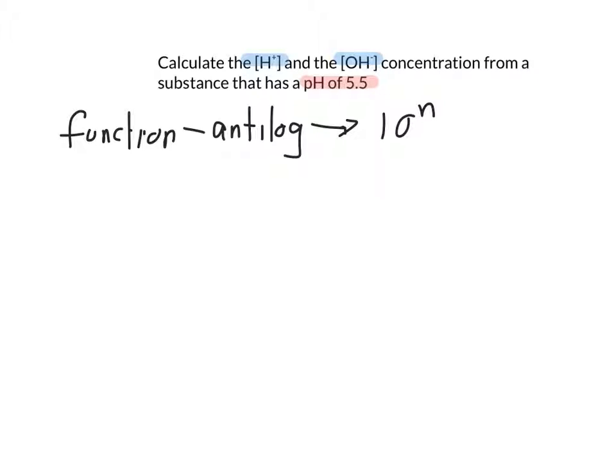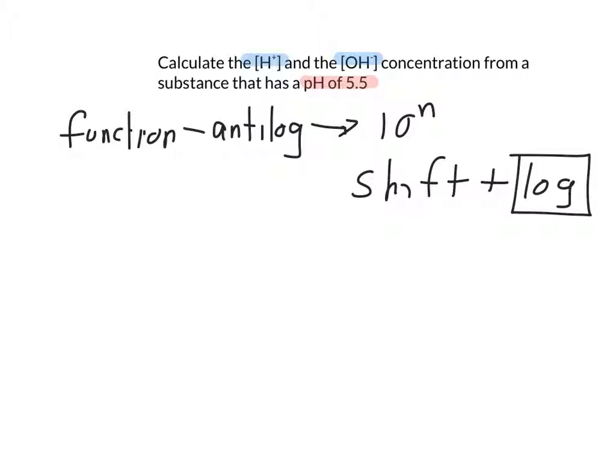So the first step of this is to use a function that is called anti-logarithm. To use this antilog function, you have to press the shift button and the log button on your calculator, and it will do something like a power of 10. Remember the logarithm function? This is like the opposite, so we're going to obtain a power of 10.